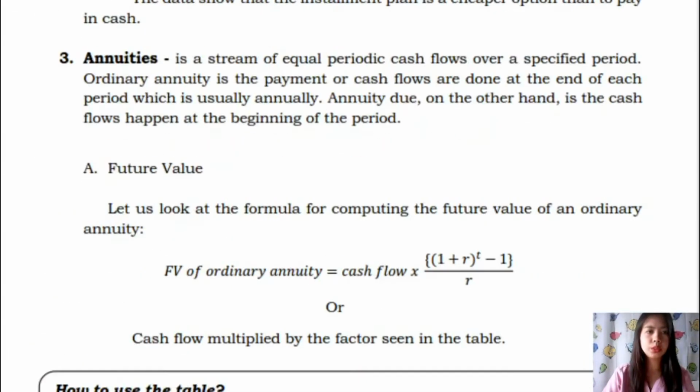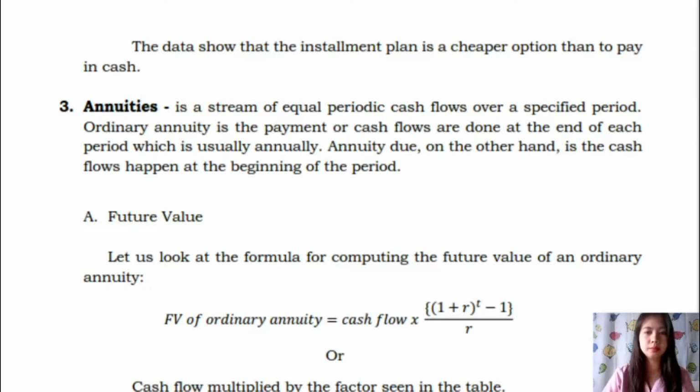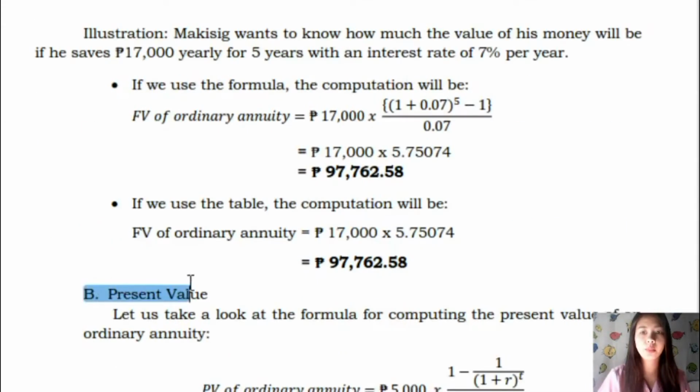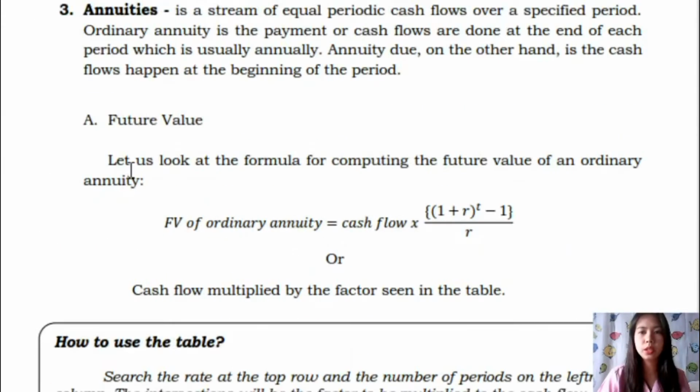So now let's go to the annuities. Annuity is a stream of equal periodic cash flow over a specific period. Ordinary annuity is the payment or the cash flow at the end of each period, which is usually annually. However, annuity due is the cash flow which happens at the beginning of the period. Same with the mixed stream and the lump sum, we have computation for future value and computation for the present value. So let's start with the computation in the future value.